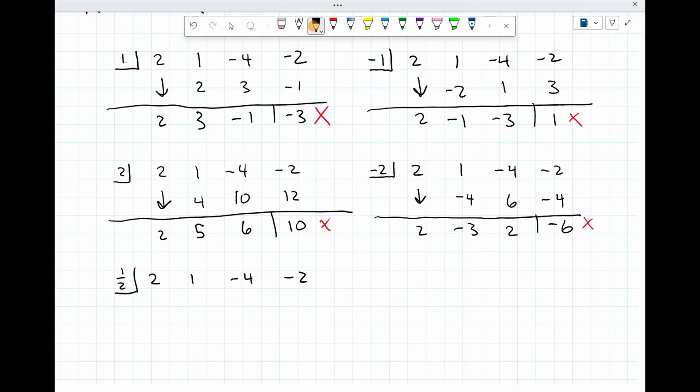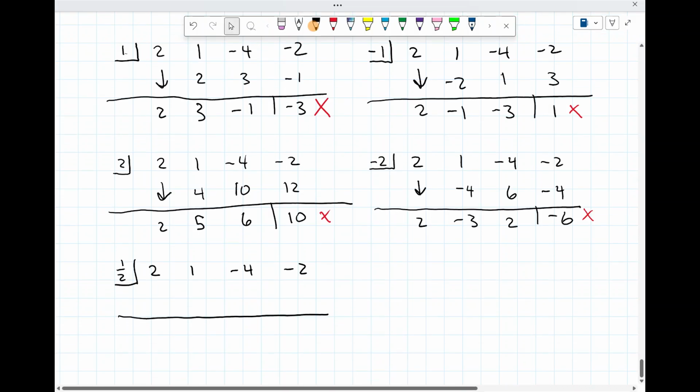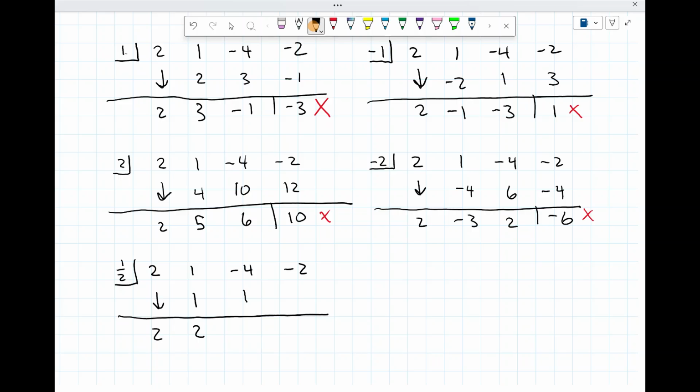It's possible that the remaining roots are irrational numbers. All right, bring down our 2. So this ends up being 2. Half of 2 is 1. 1 plus 1 is 2. Half of 2 is 1. Negative 4 plus 1 is negative 3. Half of negative 3 is negative 3 halves. And this ends up being, I think, negative 7 halves.